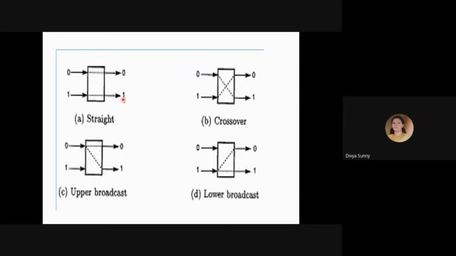In a straight connection, when we give 0 as input, we'll be getting 0 itself as output. And when we give 1 as an input, the output is also 1. In crossover connection, when we give 0 as input, the output is 1. And when we give 1 as input, the output is 0. In upper broadcast connection, when we give 0 as input, we will be getting 0 and 1 as output. And in lower broadcast, when we give 1 as input, the output is 0 and 1.